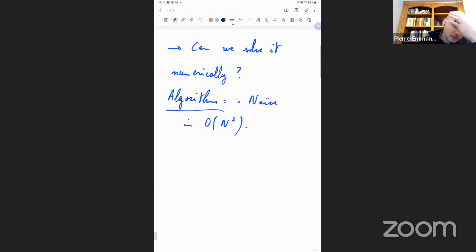And so if I ask you to do something like that, you'll come up with an algorithm which is in n square. And with an algorithm in n square, you're not going to do much. You might be able to solve up to a few thousand, maybe 10,000 particles on a laptop, but that is not going to go further than that.